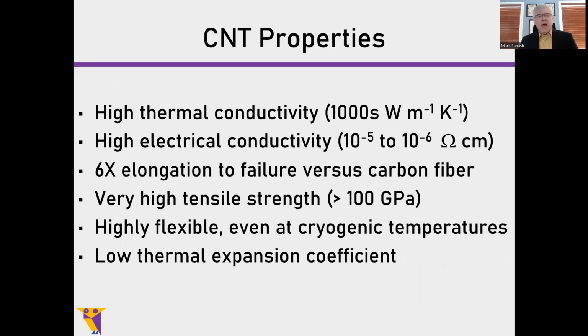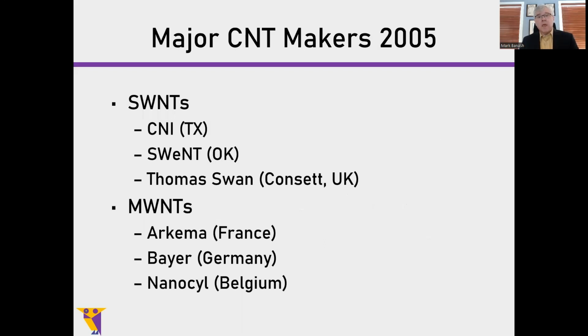They have a very high tensile strength. They're highly flexible, even at cryogenic temperatures. So if you want something that's going to work in space and remain flexible in space, nanotubes might just be the material you want. And also they have a very low coefficient of thermal expansion. So if you're building a composite and you don't want the material to delaminate when it's exposed to different temperatures, nanotubes make a pretty good material choice.